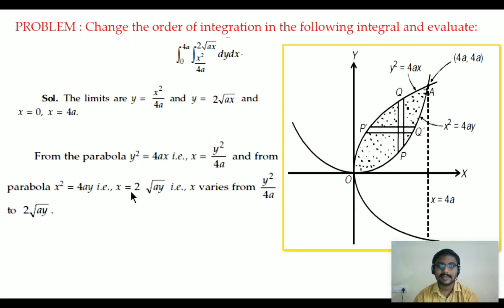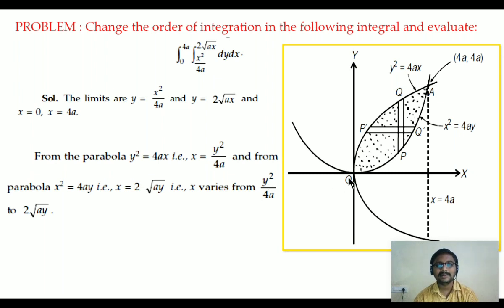Here x is 2 root ay. Thus the upper limit of x is obtained. x varies from y square by 4a to 2 root ay. These are the new limits, that is x varies from y square by 4a to 2 root ay.